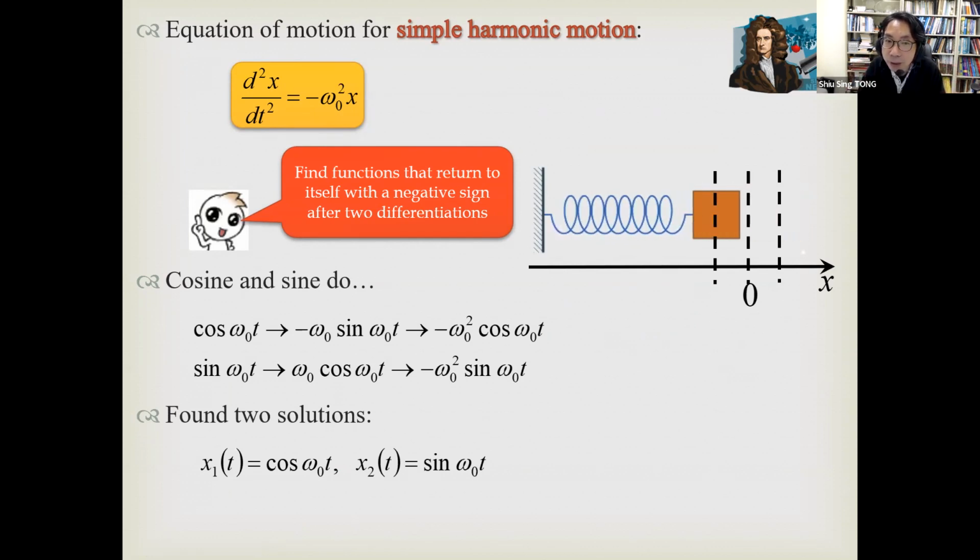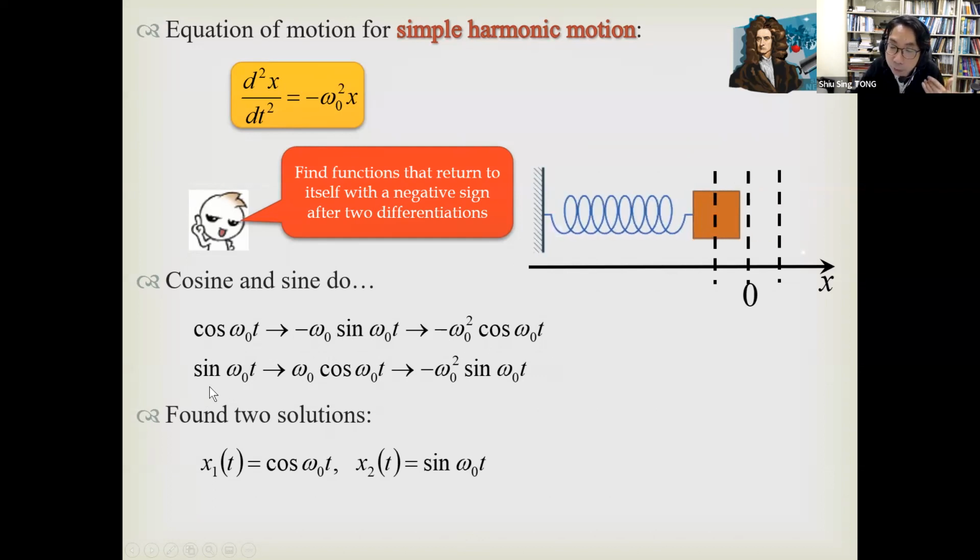That reminds you of the supplementary mathematical notes, where we learn about the cosine function and the sine function. When I start with the cosine function and differentiate it, the cosine becomes minus sine, and because of the chain rule, there is a factor of omega naught coming out. Differentiating once more, the sine becomes a cosine again, with another factor of omega naught. Together with the minus sign, it becomes minus omega naught squared cosine.